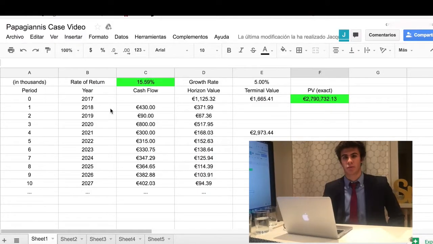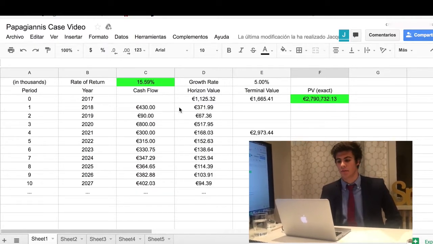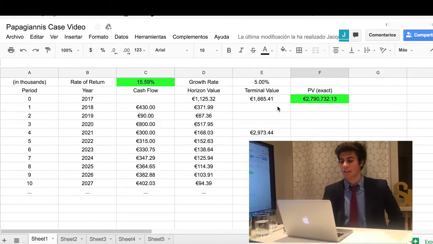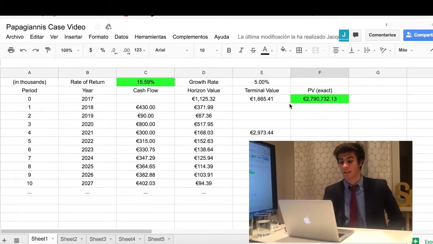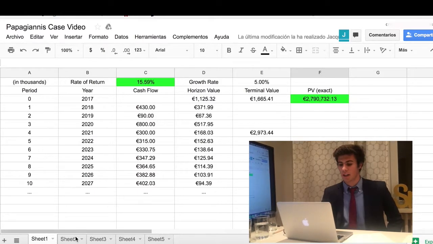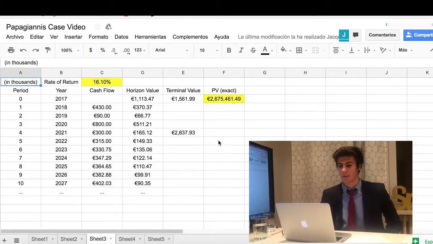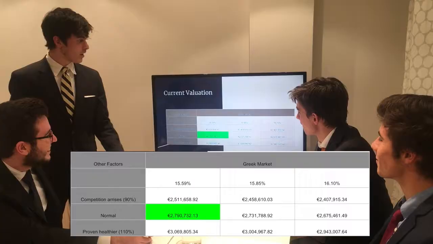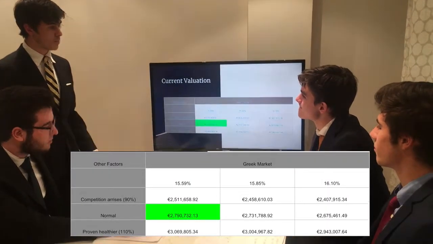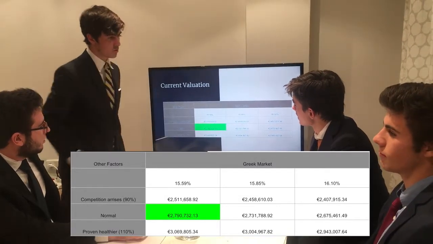We used this range to find the present value of Papagiannis, which is given by the sum of the horizon value and the terminal value. We found that it is 2.79 million with the lowest rate of return, 2.73 million with the median rate of return, and 2.67 million with the highest rate of return. As you can see here, my colleagues have put in a chart of the amount of money we calculated from our different percentage rates.